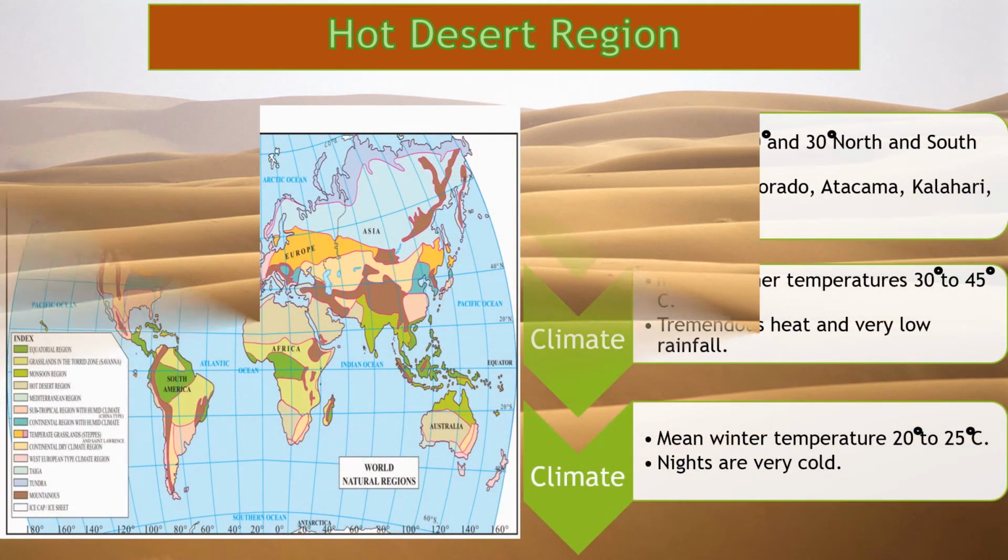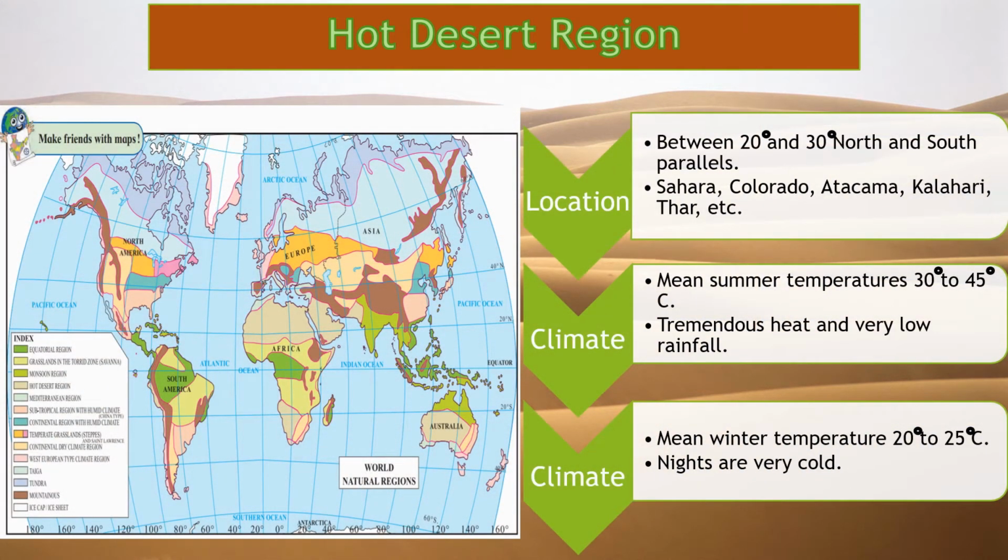Hot deserts have an extreme climate. The climate is very arid or hot. The largest hot desert in the world is the Sahara Desert in Africa. Hot deserts receive very little rainfall. They fall between 23 degrees north-south parallels of latitude to 30 degrees north-south parallels of latitude. The location of these deserts is in the western part of the continents.